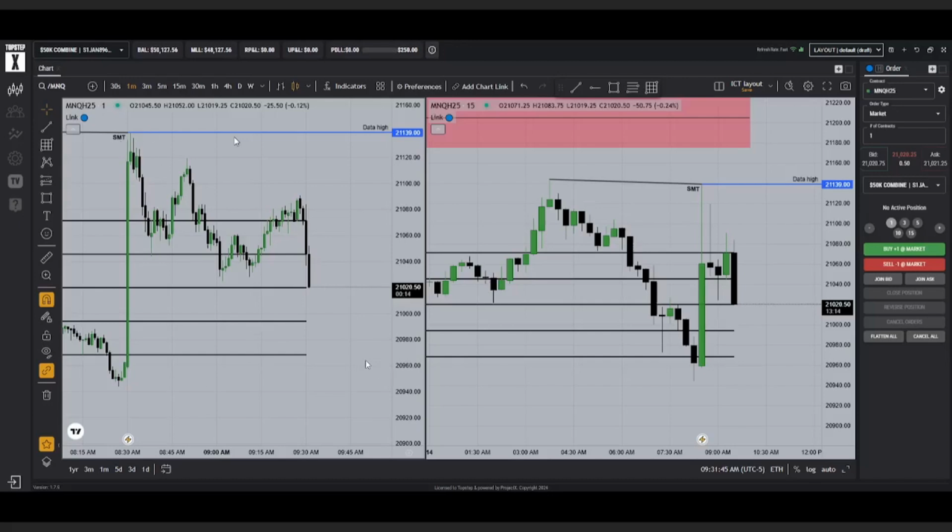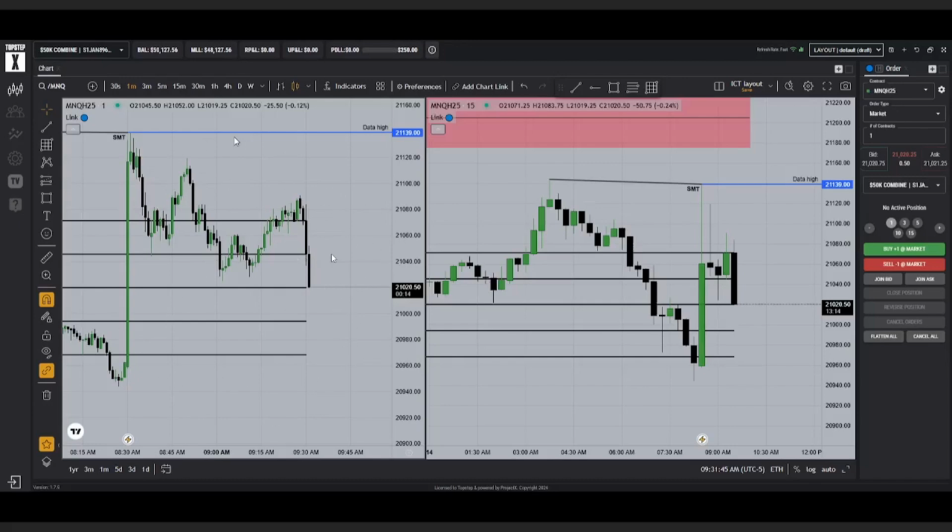Now we're looking at a pre-recorded video. This is a video of the recording I took while live trading. So this is the data high, as you can see. Also the data low down here, and these are just good to mark out because they can be a good draw on liquidity. Now, as before in the last video, this is the opening range of the regular trading hours.